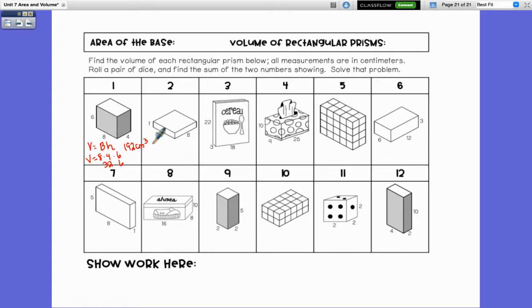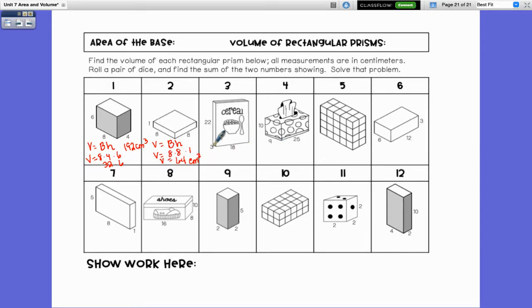How about this one? Volume equals capital B, area of the base, times the height. So I have 8 times 8 times 1. My volume is 64. We're going to say that these are all centimeters. If I read at the top, 64 centimeters cubed.